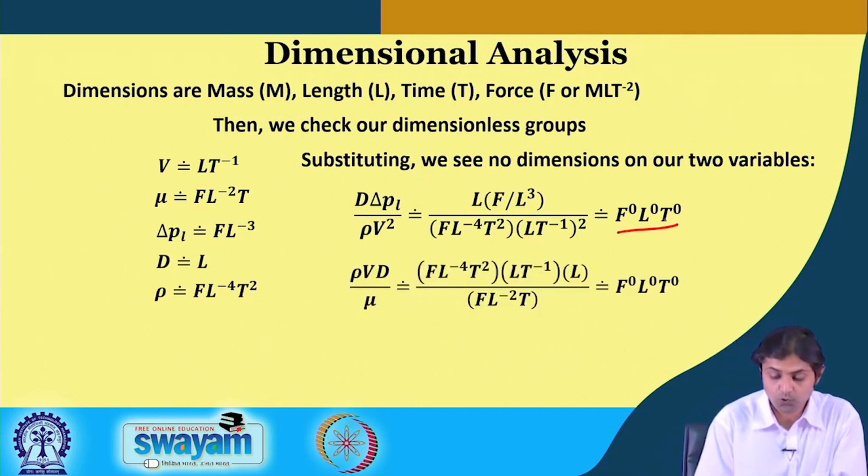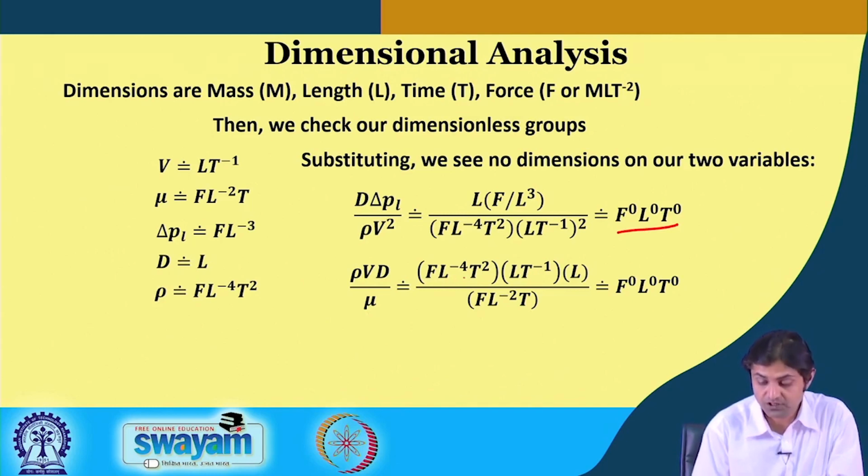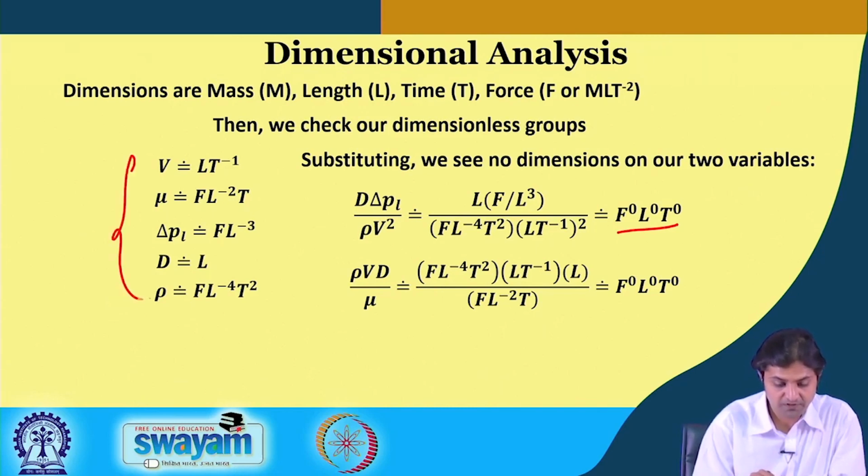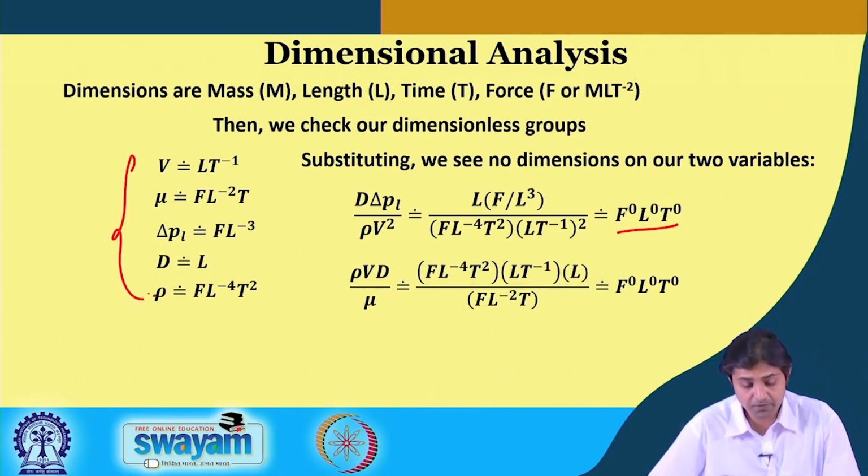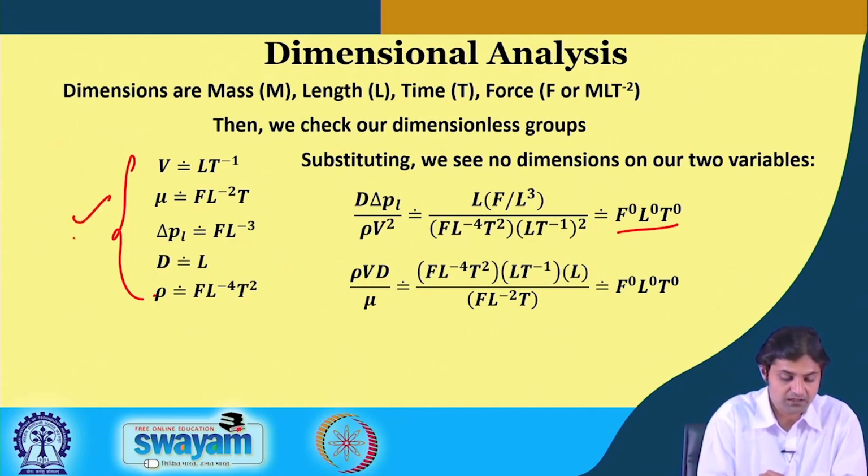Similarly, we do it for rho V d by mu. Rho's dimension is FL minus 4 T square, velocity dimension is LT minus 1, and diameter is L, where mu is FL minus 2 T. Our dimensions we have already written. Actually, the first step in any dimensional analysis question is that you write the dimensions of the most basic variables, and that is what we have done here.